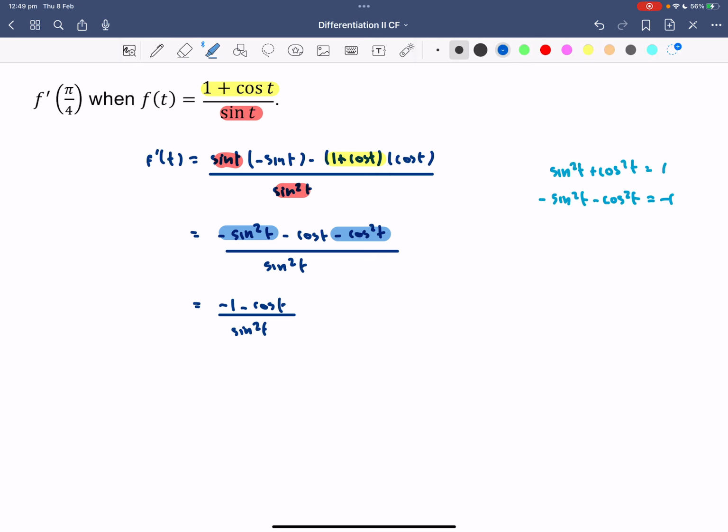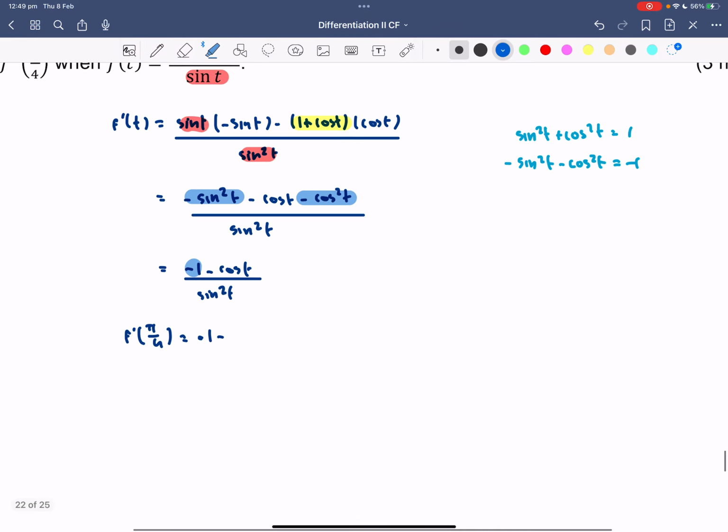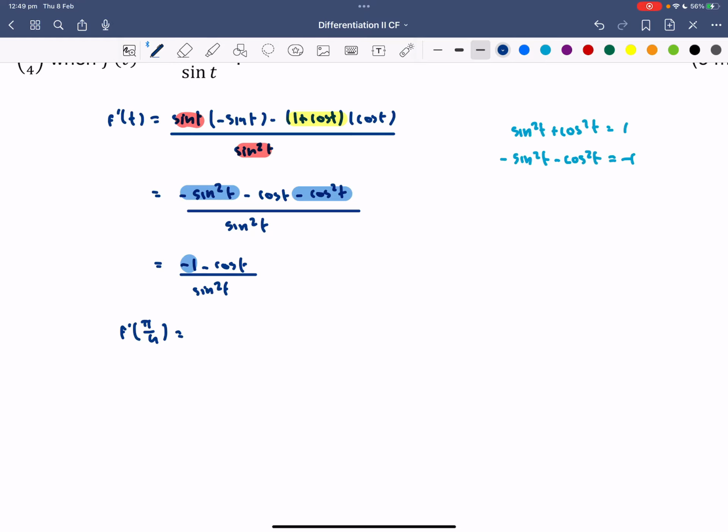All right, make life easy for yourself where you can. Great, we want f dash at pi on 4, or 45 degrees. So that's minus 1. Take cos 45 degrees. So cos 45 is 1 on root 2, or root 2 on 2, depending on how you want to write it. Cos 45 is root 2 on 2.